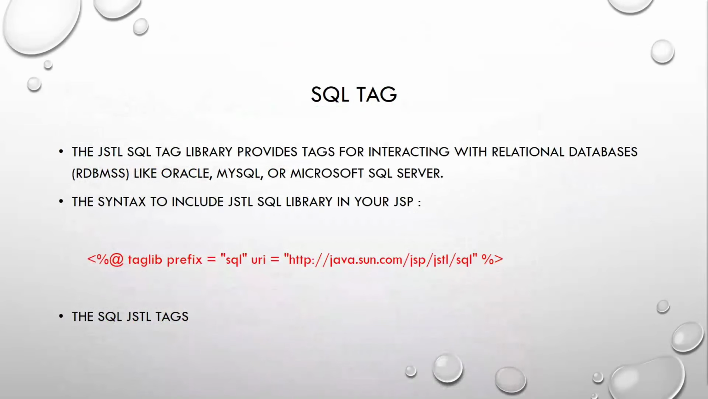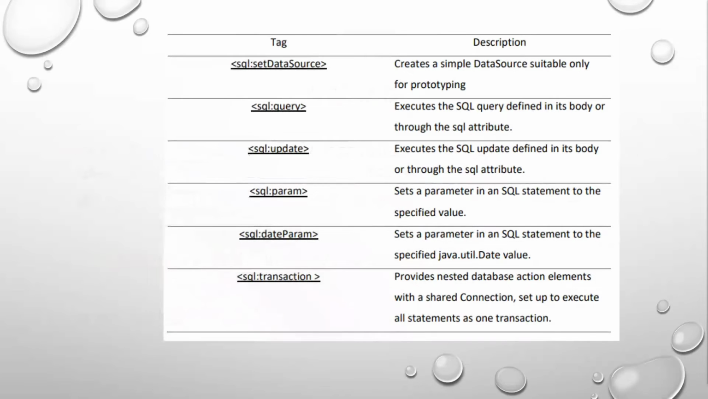SQL tags. The JSTL SQL tag library provides tags for interacting with relational databases like Oracle, MySQL, or Microsoft SQL Server. The syntax to include the JSTL SQL library in your JSP. So here is the syntax to include, and here is the table that lists out the SQL JSTL tags. So here is the table, the tag and the description.